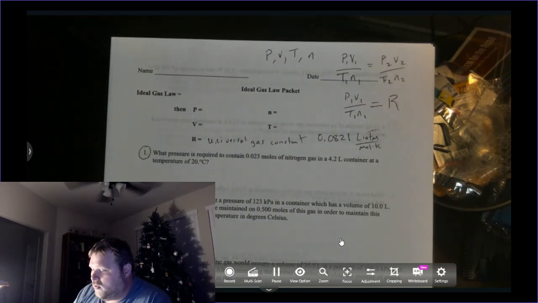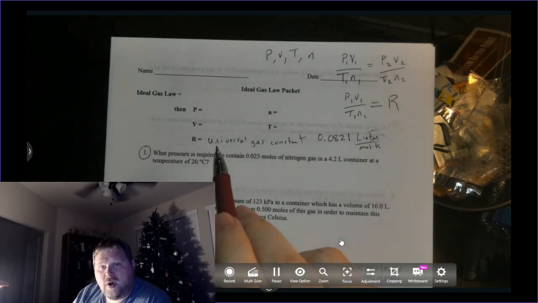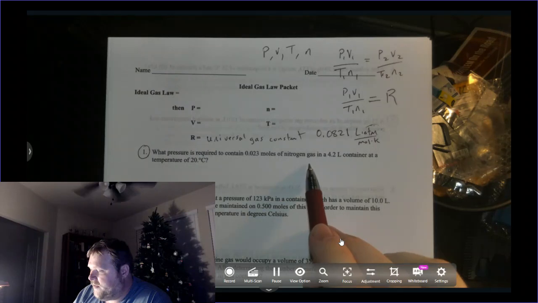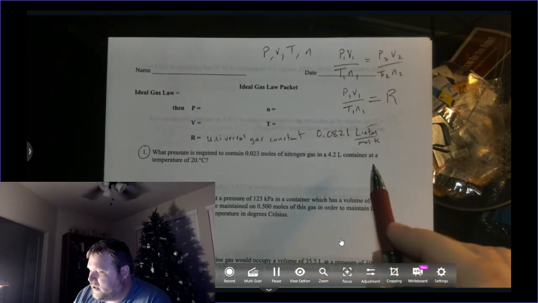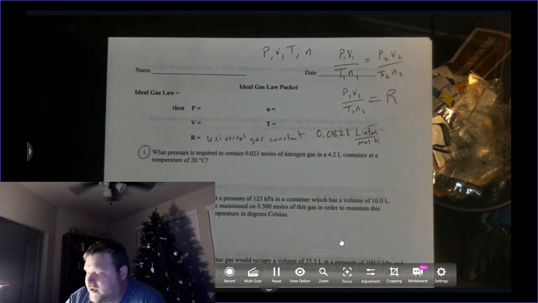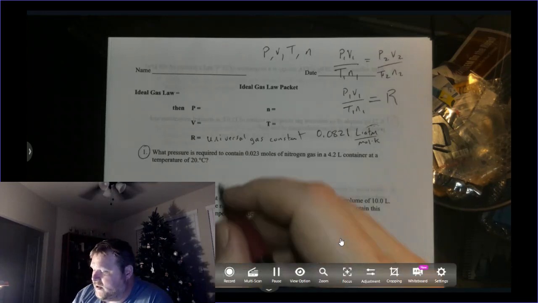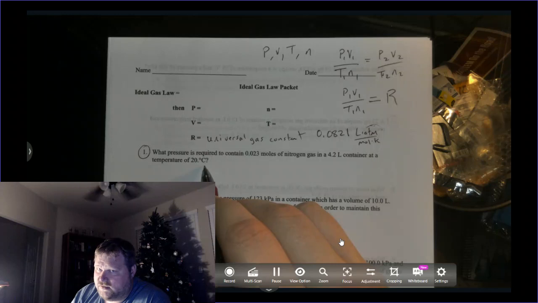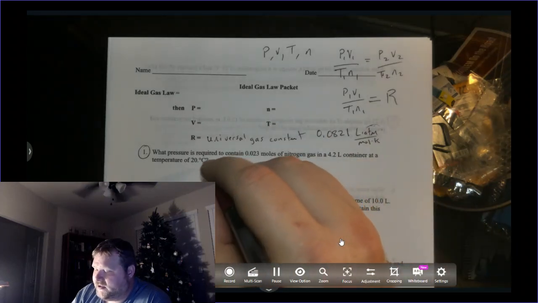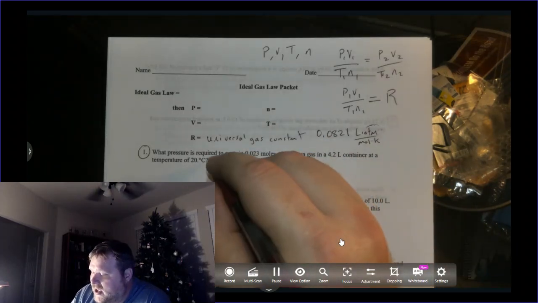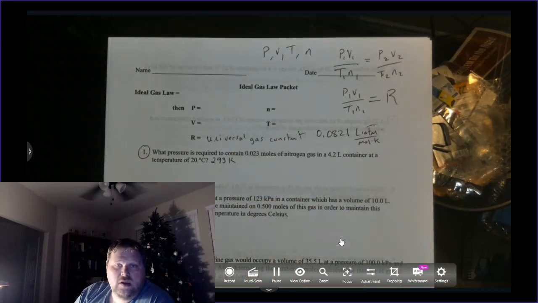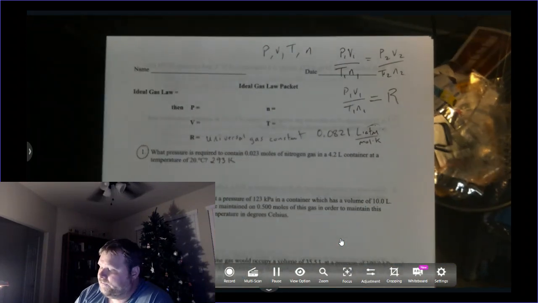So let's look at number one. What pressure is required to contain 0.023 moles of nitrogen gas in a 4.2 liter container at a temperature of 20 Celsius? A couple of things here. What we've been preaching to you before about Celsius still applies. We can't use Celsius, so we have to add 273 to this, and our temperature needs to be 293 Kelvin. We're not going to plug in Celsius here either.